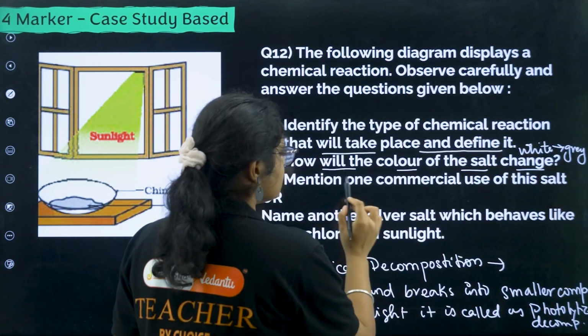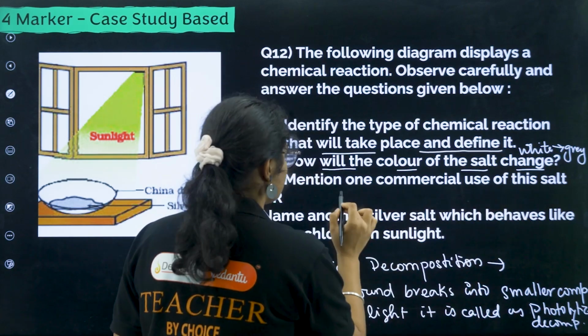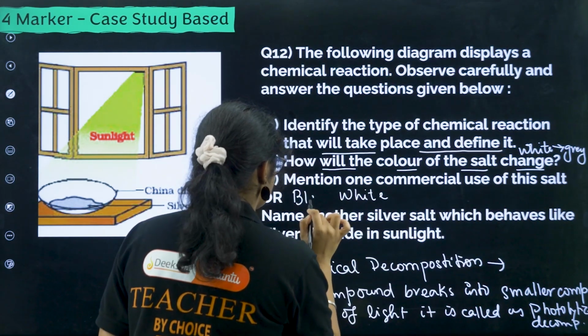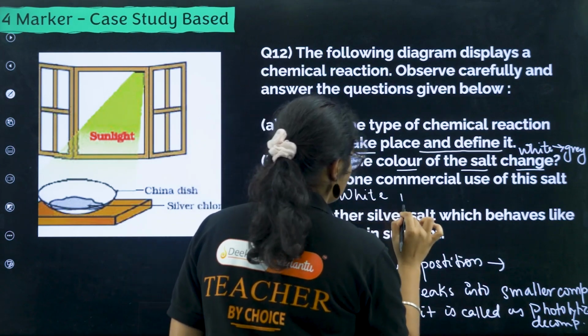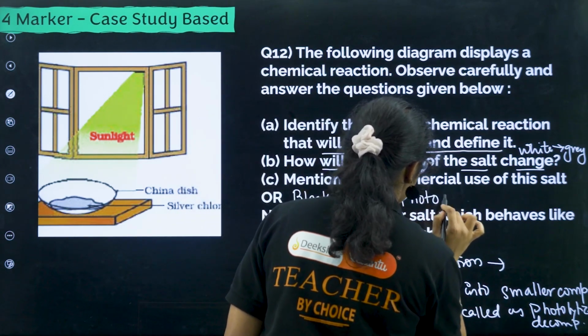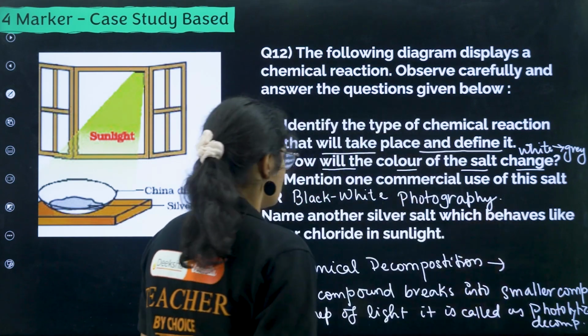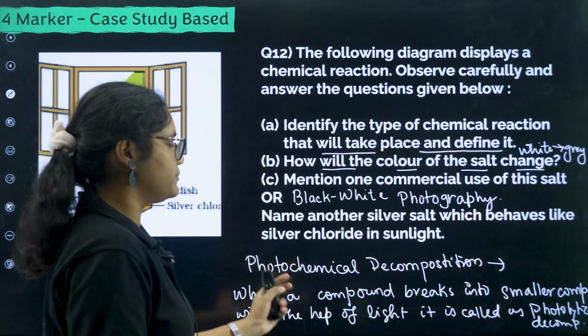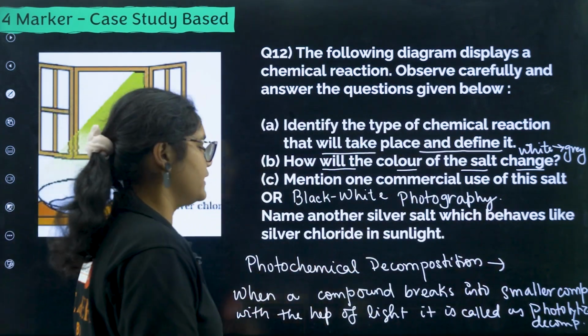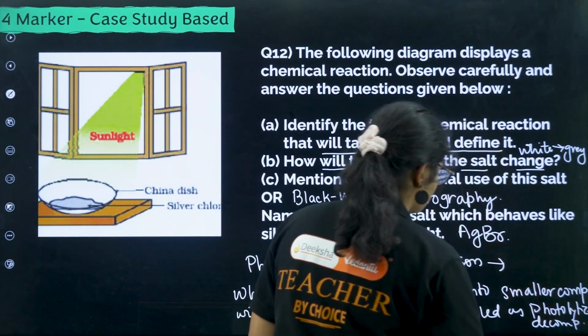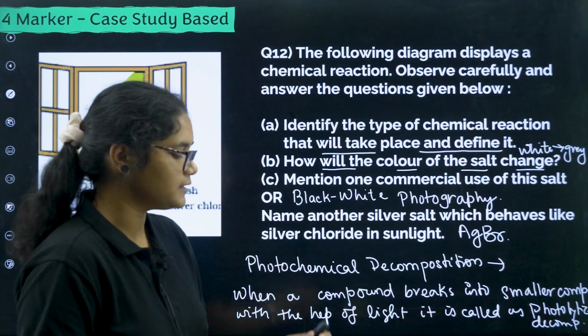Okay, mention one commercial use of this salt. So the commercial use is black and white photography. Okay, name another silver salt which behaves like silver chloride in sunlight. So it is silver bromide. Okay, understood.